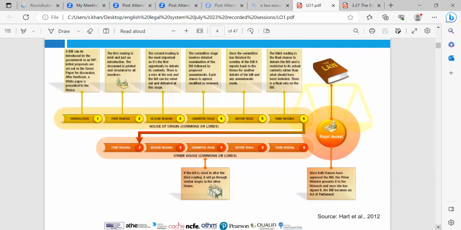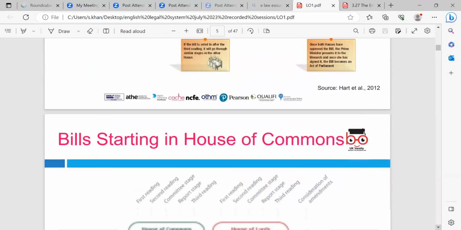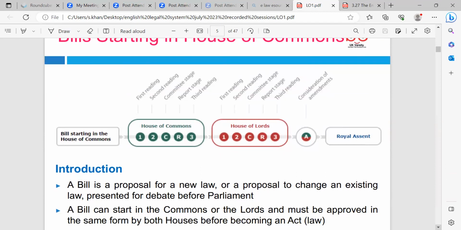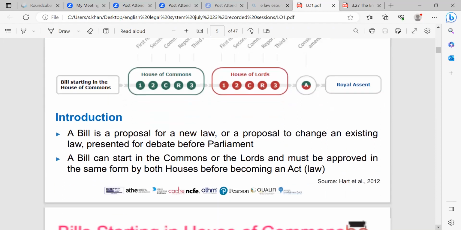Then they would have the first reading in the House of Commons, second reading, committee stage, report stage, third reading, and then it would receive royal assent once both parties have approved the bill. So we'll go through the stages. Bill starting in the House of Commons. As we mentioned earlier, in the House of Commons: first reading, second reading, committee stage, report stage, third reading, then the House of Lords: first reading, second reading, committee stage, report stage, third reading, and consideration of any amendments, and the royal assent.